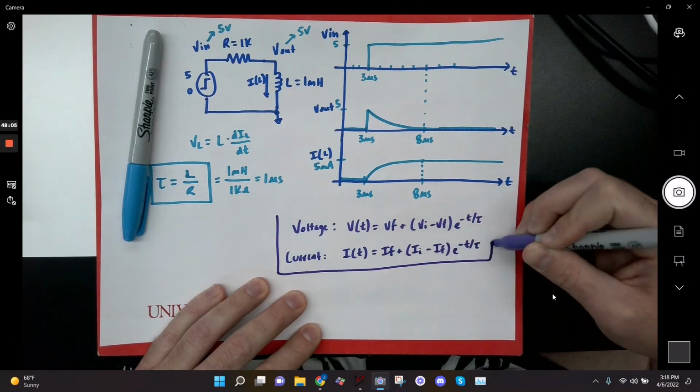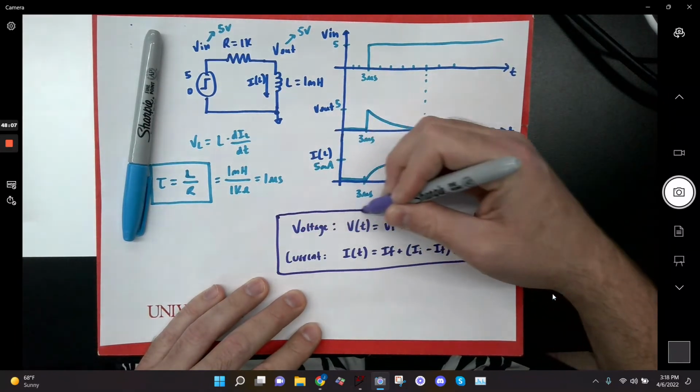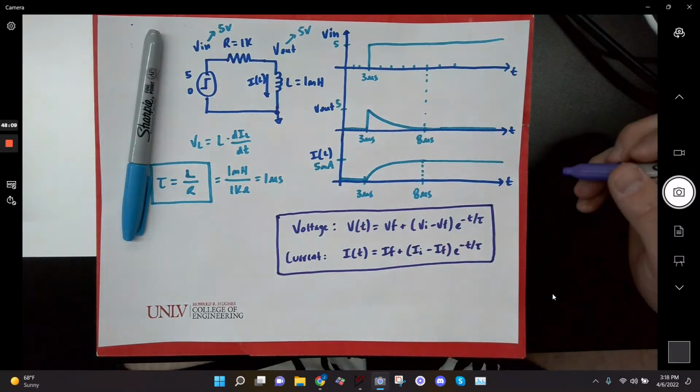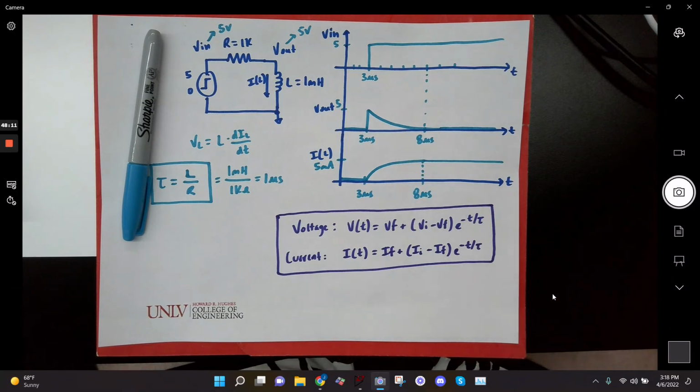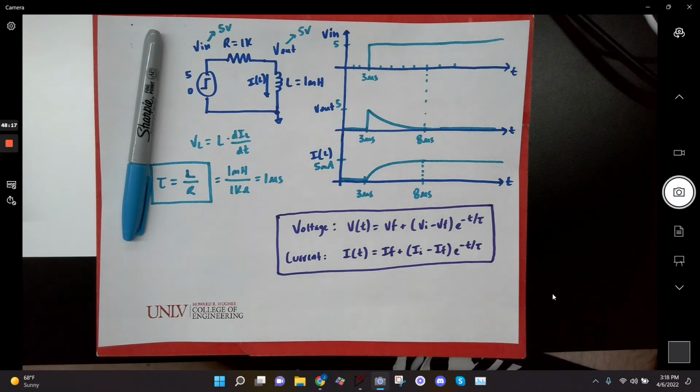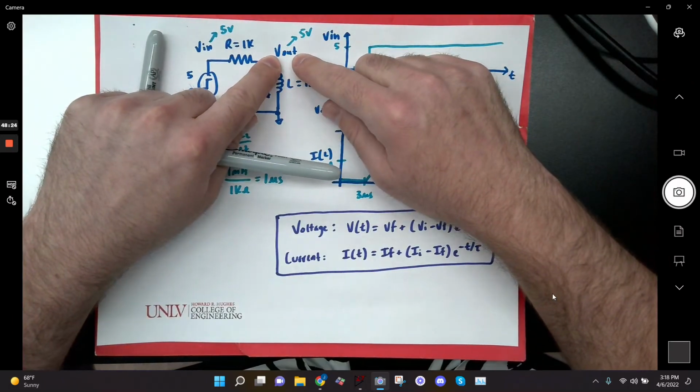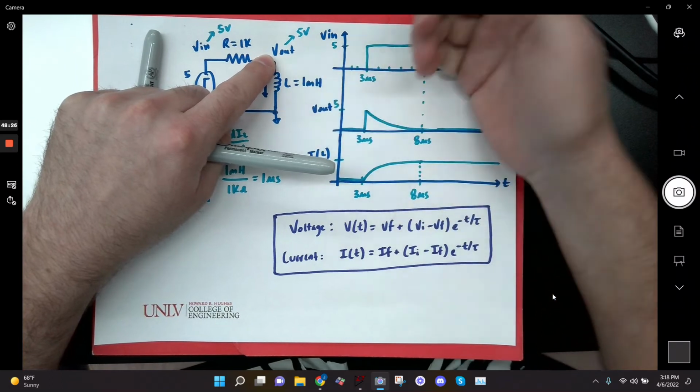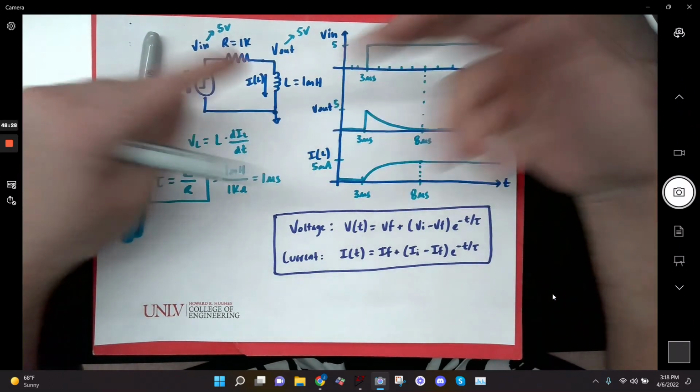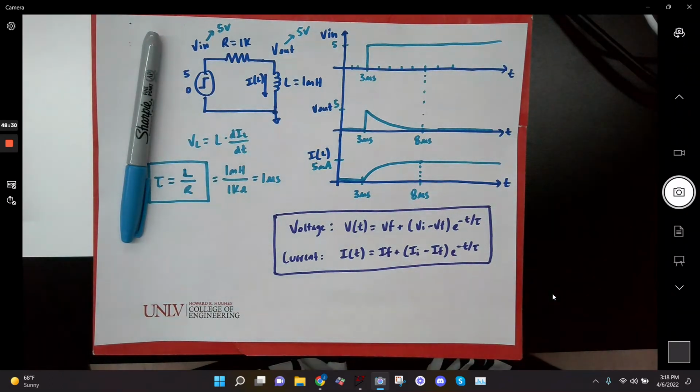So if you memorize this equation, you can use it for every single one of these circuits over and over and over again, as long as you know, and this is where the actual challenging part comes in, what your initial and final values are. You have to understand how the capacitors and the inductors work so that you can determine that V out is eventually going to go to 0, because it's connected to an inductor.